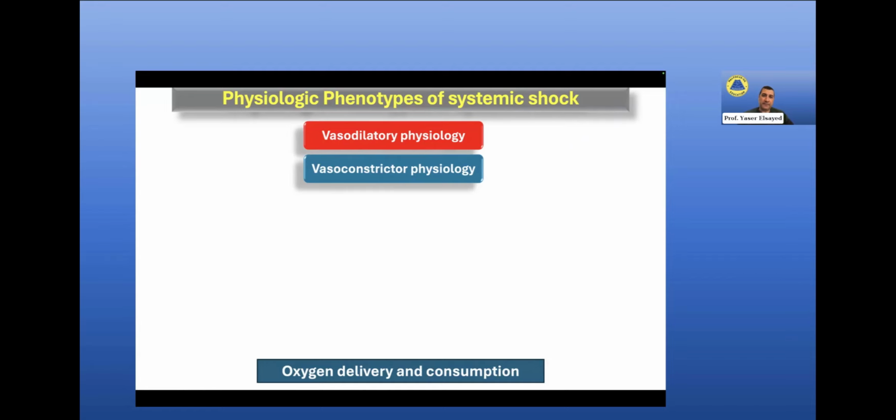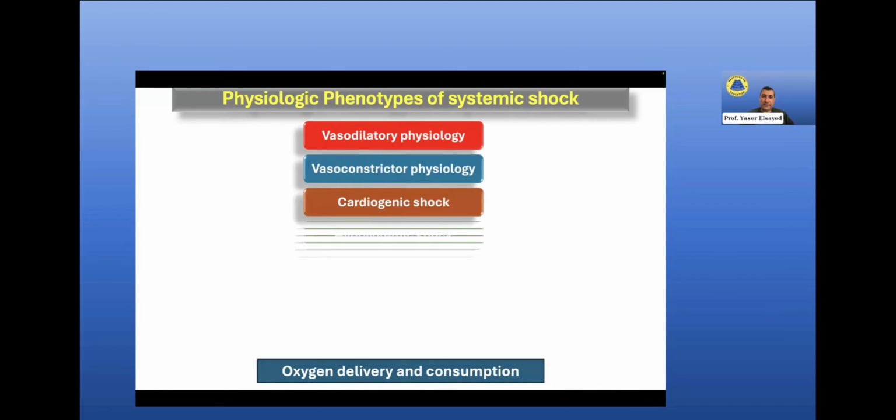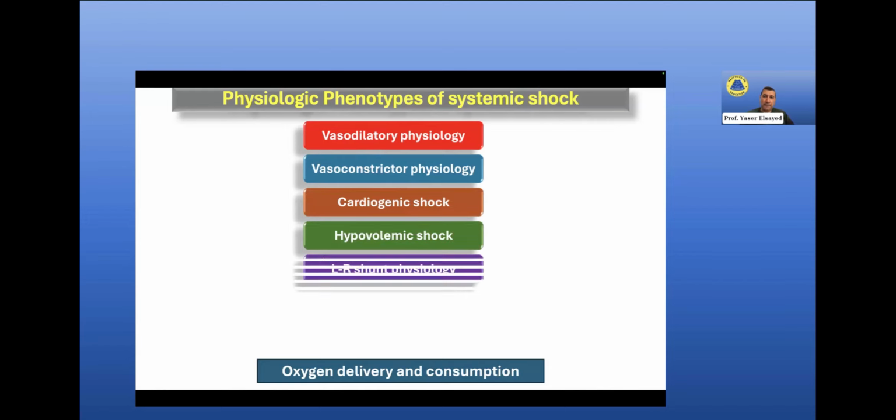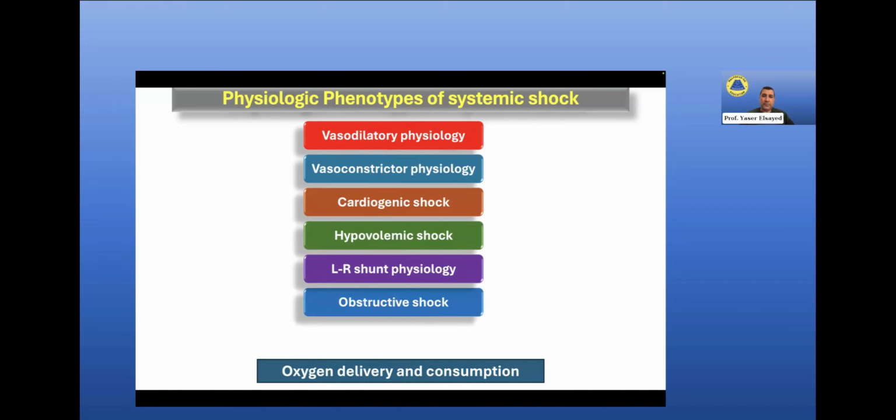So this is decompensated. And then cardiogenic shock, which is usually decompensated, hypovolemic shock, and then left-right shunt physiology, obstructive shock, typically coarctation or hypoplastic left heart, and then the restrictive physiology, when the heart is restricted by pericardial effusion or high mean airway pressure. So these are, as you can see, the 7 main phenotypes.